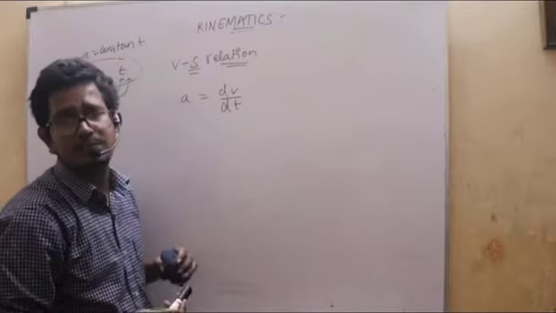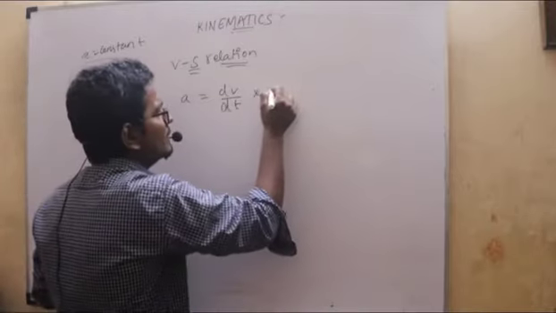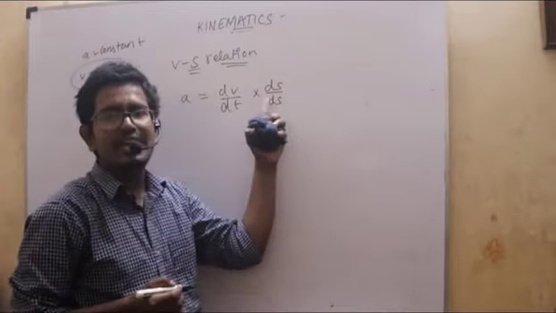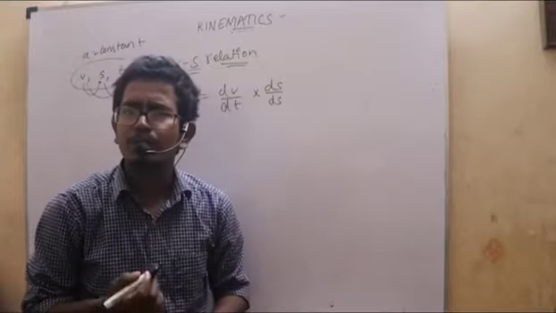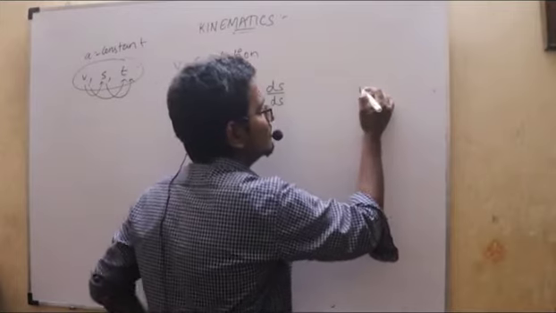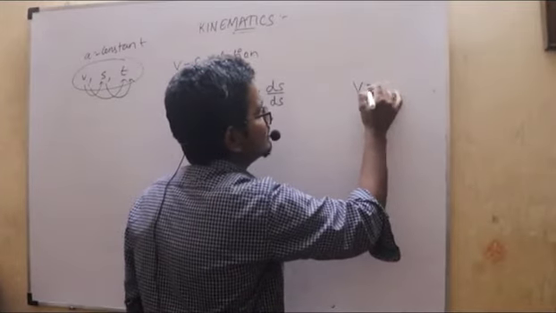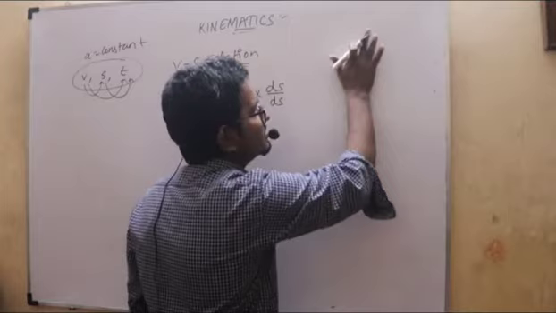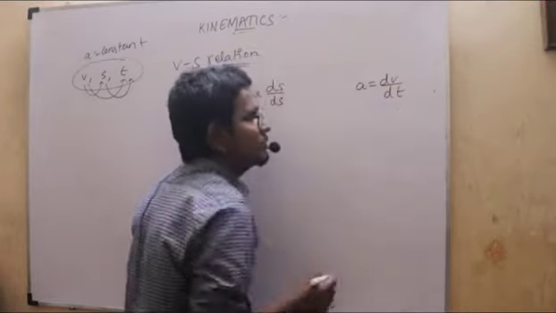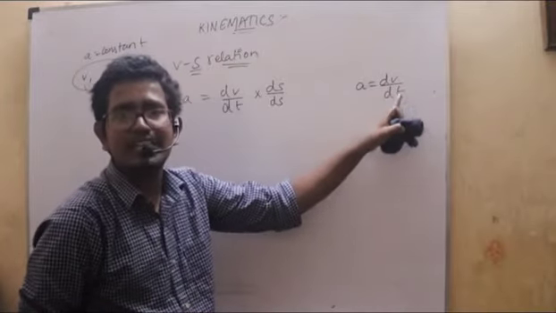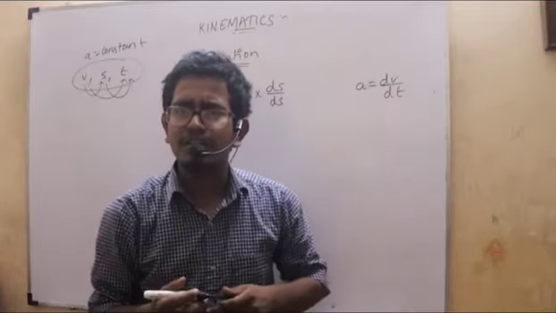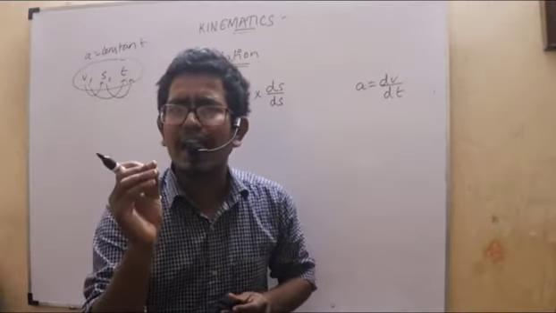How to bring the displacement here? What I am doing is just multiplying by ds and dividing by ds. Why am I doing so? You would have seen in the first relation, the velocity and time relation, acceleration is equal to change in velocity upon change in time. While finding the velocity and time relation, you would have seen the differential symbols. So whenever I am taking the relation, you can have a clue.